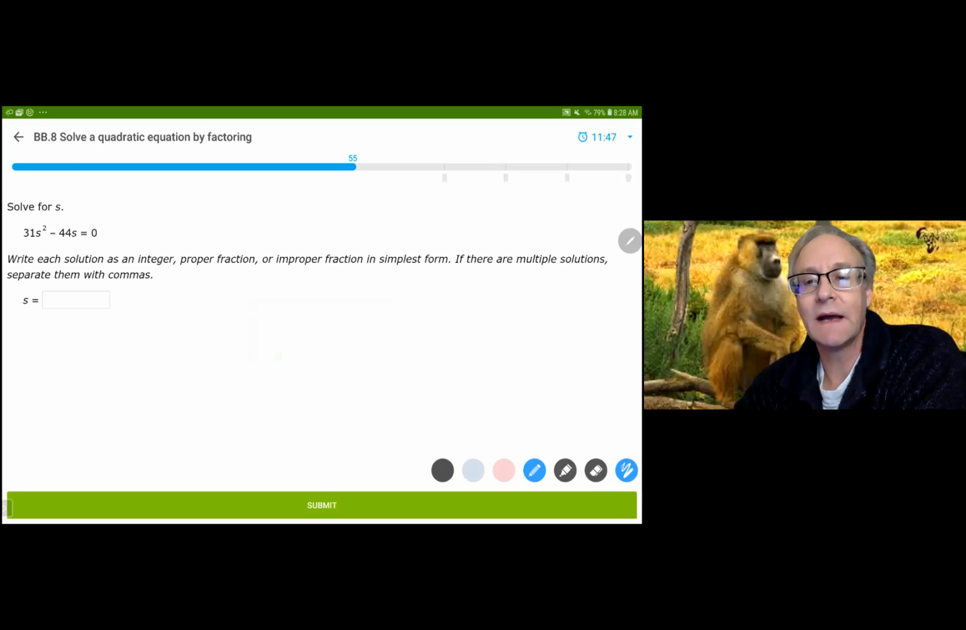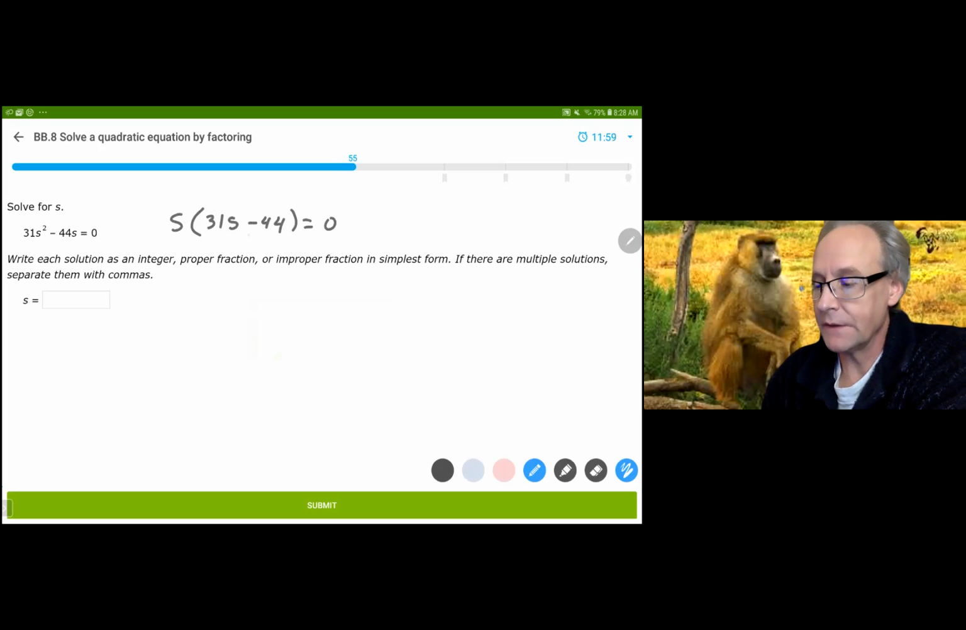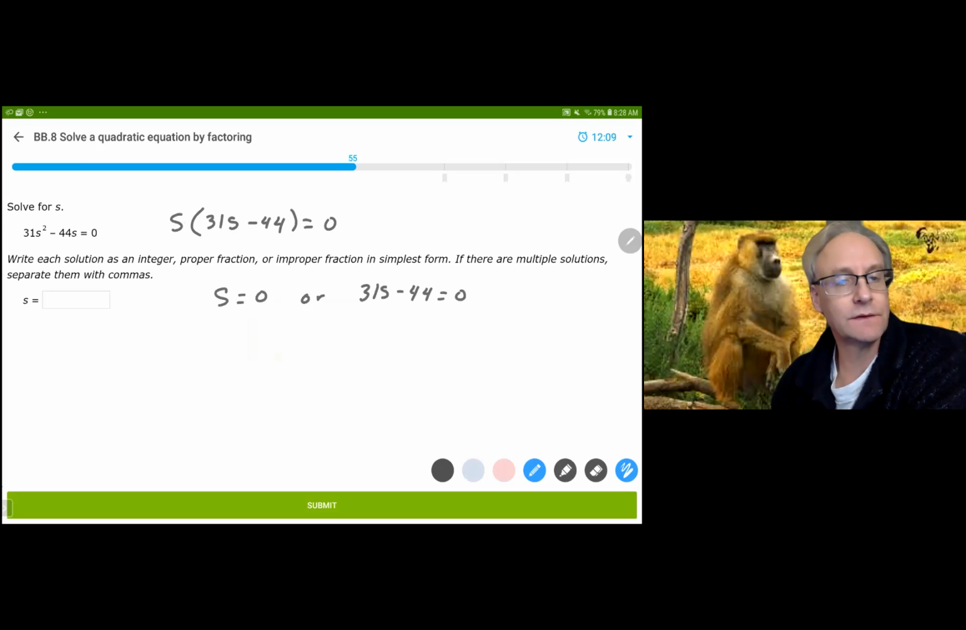Okay, we're going to take out the s. Take out the s, and we get 31s minus 44 is equal to 0. So either s equals 0 or 31s minus 44 equals 0. I don't like that s because it looks too much like a 5. In order to solve this, we have to add 44 to both sides.